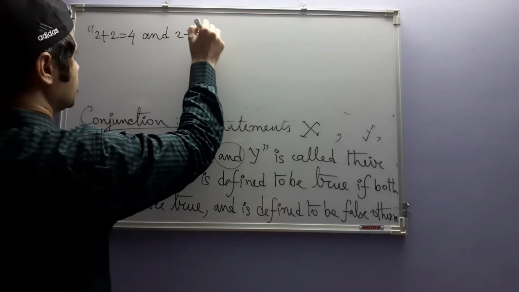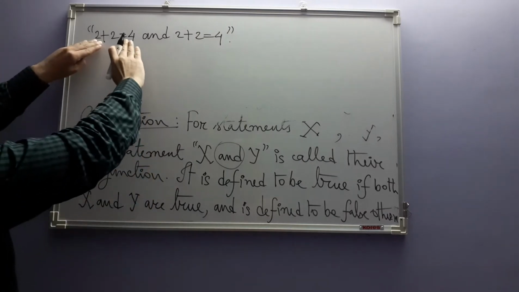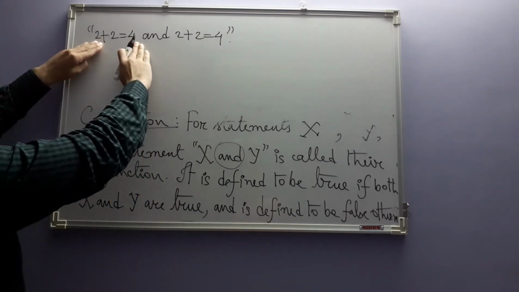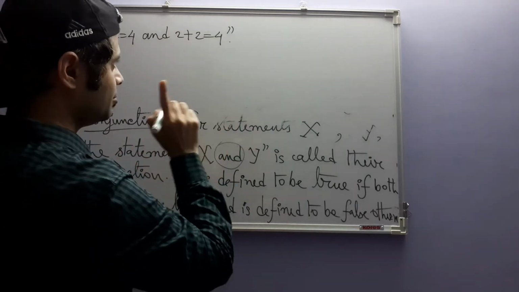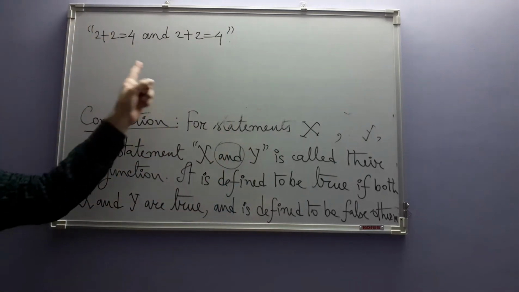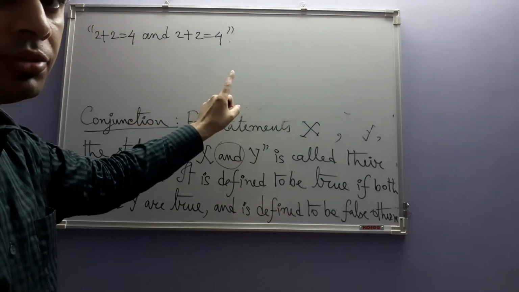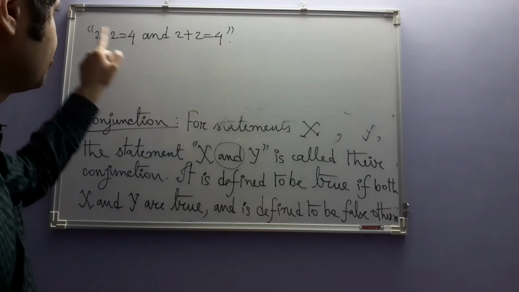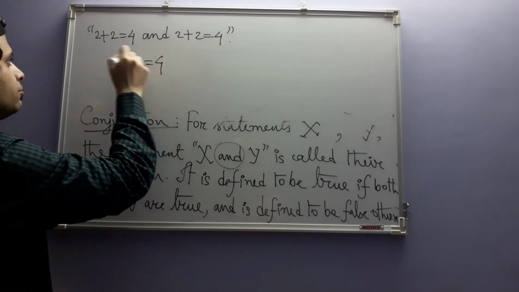2 plus 2 equal to 4. This is true because this is true and this is also true because it's the same statement. Remember, mathematical logic or mathematics is about truth, not efficiency. This is not efficient. In fact, in its place we can simply write 2 plus 2 equal to 4.